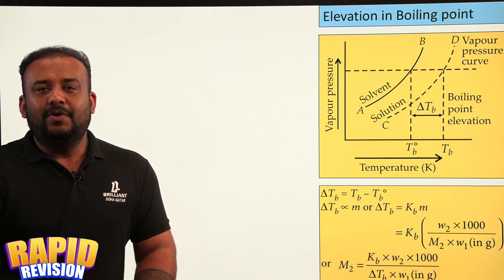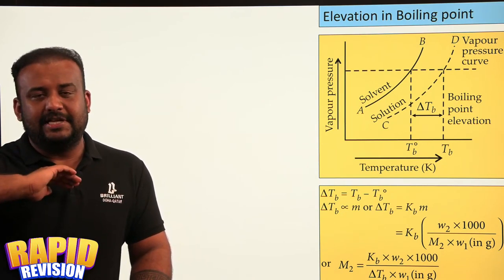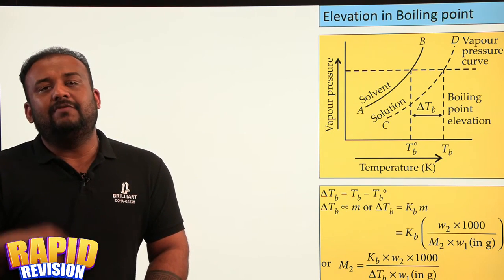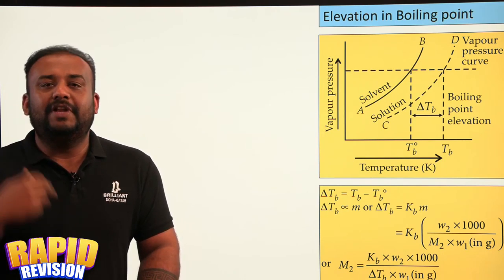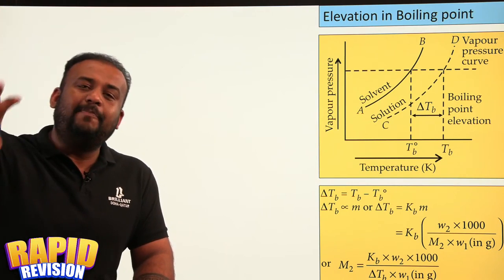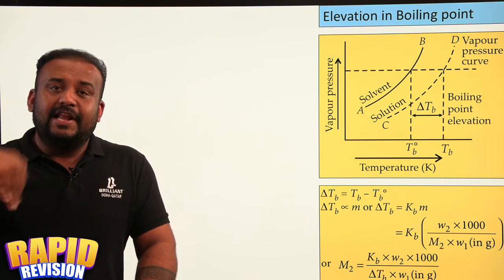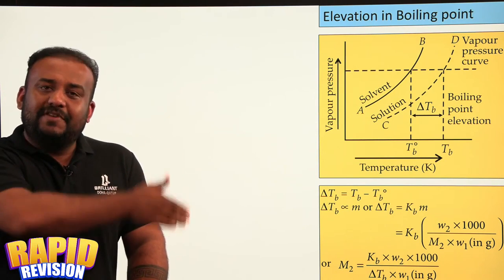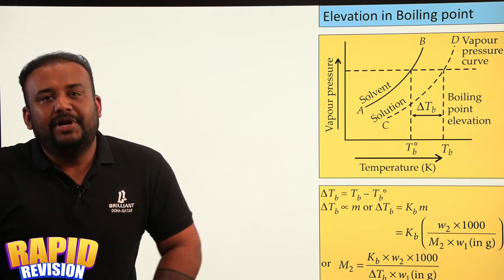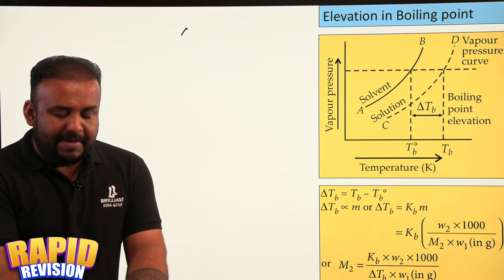Now the next colligative property is elevation in boiling point. Simple logic, I told you, when you add a solute, the vapor pressure of the solution will decrease. Yes or no? The solution's vapor pressure will be lesser than what is expected. If the vapor pressure is lesser, what will happen to the boiling point? Definitely the boiling point will increase, because we will have to heat the solution more to send more and more vapors so that the vapor pressure becomes equal to atmospheric pressure. Yes or no? So the next colligative property is dependent on the first one. If there is a relative lowering of vapor pressure, definitely there will be an increase in boiling point for the solution.